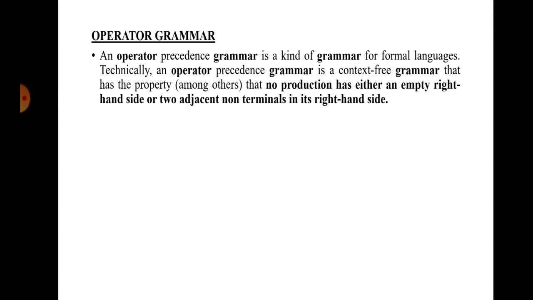So a grammar is known as operator grammar if it satisfies the following two conditions. First, no production in the given grammar should have epsilon on the right hand side. Second, the right hand side of a production should not contain two adjacent non-terminals. Then the grammar is known as operator grammar.